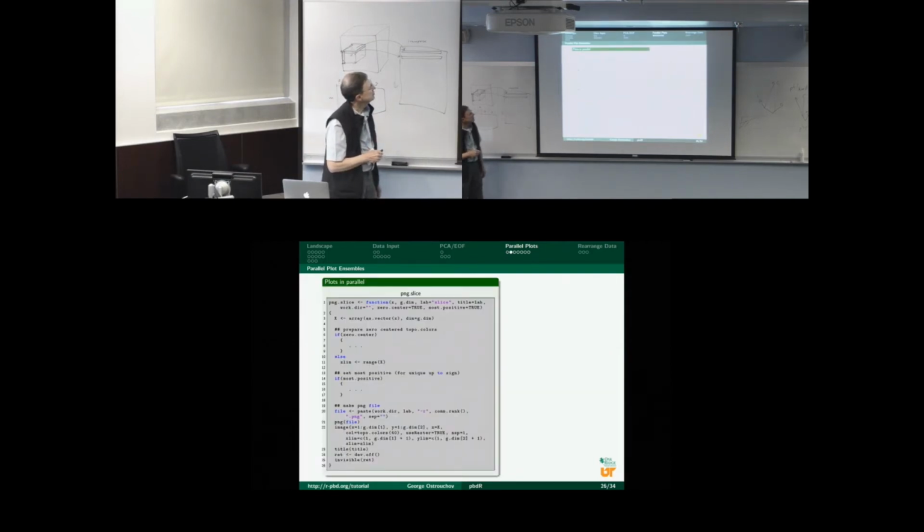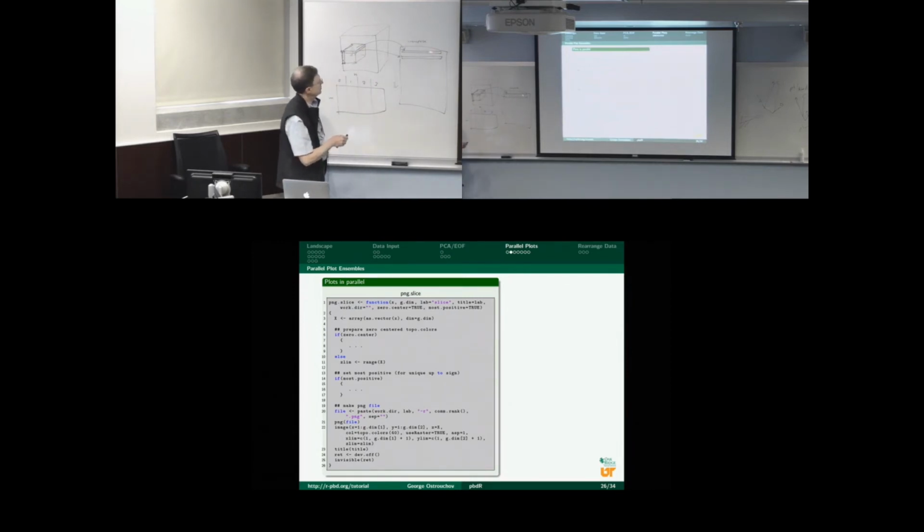So here's a function that takes this matrix here. Each one of these slices is actually a column in here. This column is a slice of this cube, and that would be the picture that we would want to render. So this is just a function here that renders a slice. There's nothing parallel here. It's just a regular function.